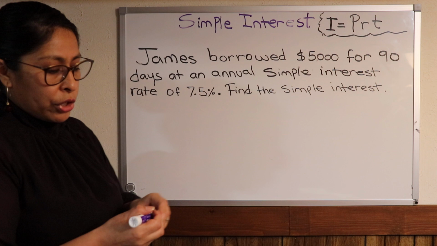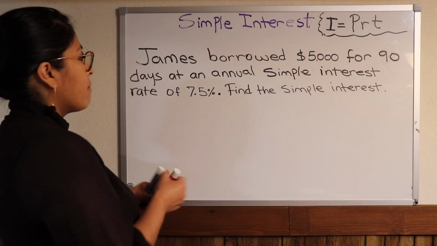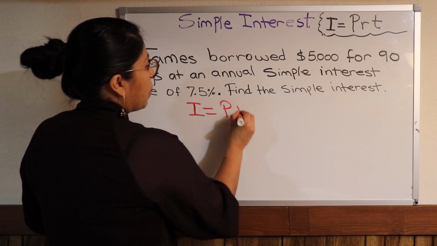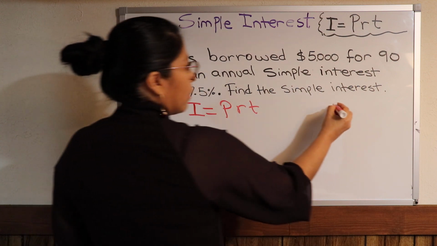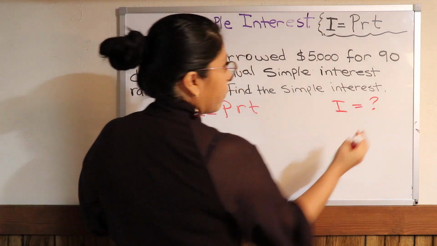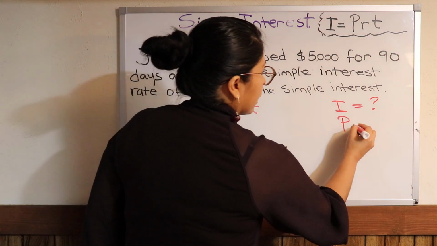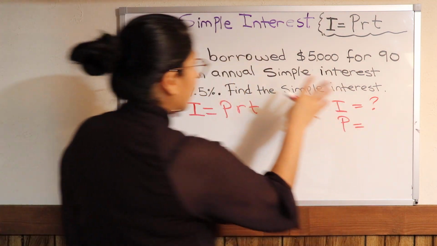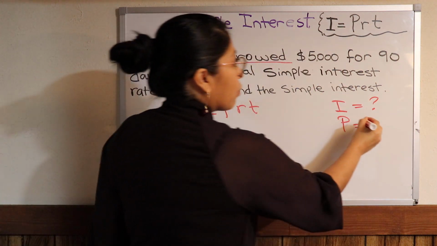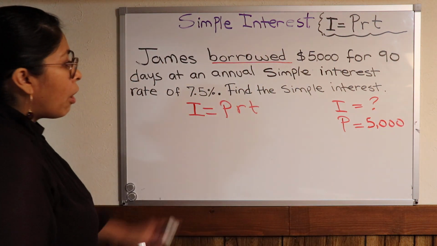So we're going to use the equation that I have there. I equals PRT. Remember, I is the interest. I'm trying to find the interest, so that's my variable. Now P is the initial amount of money, and in this case it says right here borrowed 5,000, so that is going to be P, $5,000.